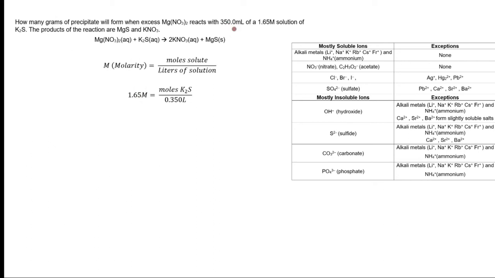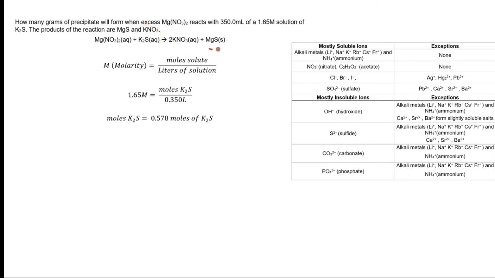We have 350 milliliters. Now, remember, molarity is moles per liter of solution, so we just need to make a quick conversion, and we have 0.35 liters of this solution. That allows us to calculate our moles of potassium sulfide. So we have 0.578 moles of potassium sulfide. Okay, great. We know how many moles of our reactant we have.